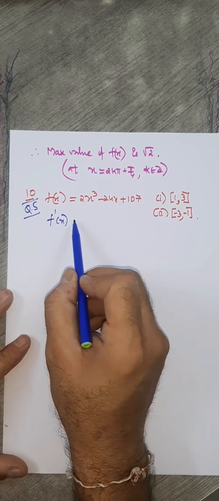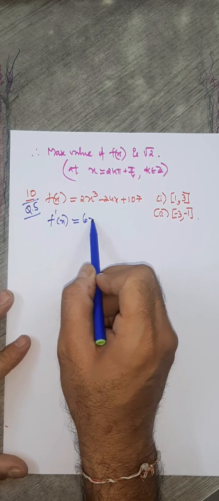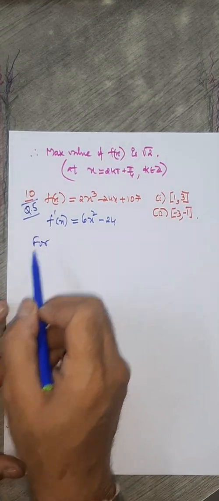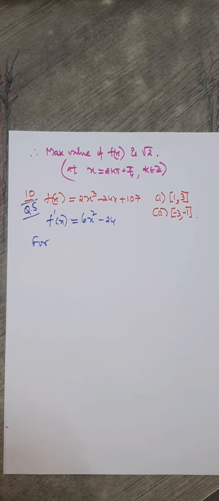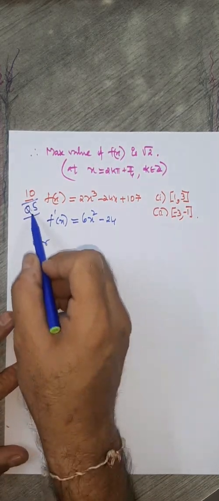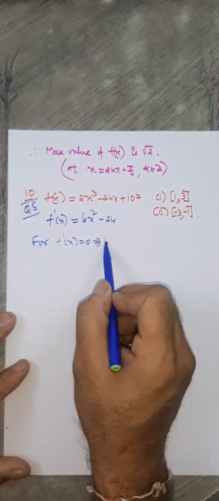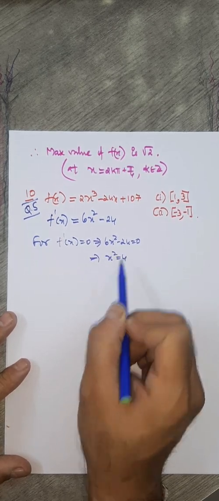You are not asked for local values, so the double derivative is not important. We just differentiate it once. So we have 6x squared minus 24, right? Why is the double derivative not important? Because in the question you are not asked for the local maximum and minimum values. You just need to get the maximum value and minimum value, as we did in the fifth question. The flow of solution is like the fifth only. Now for f dash x equals 0, it implies 6x squared minus 24 equals 0. So x squared equals 4.